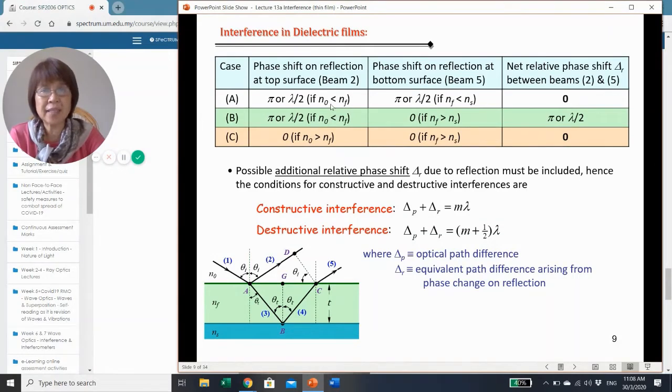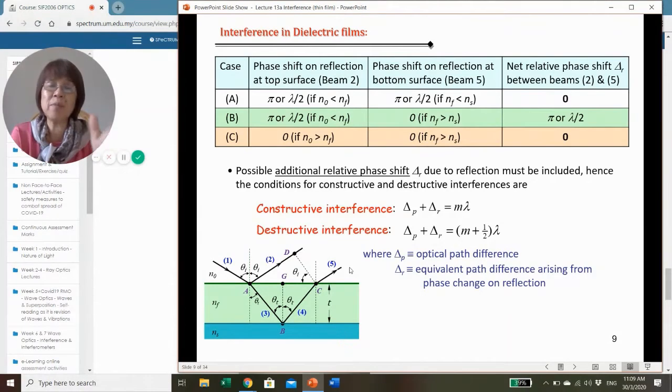But in the case where this is still maintained, but NF is larger than NS. Say, for example, NS is actually air and it's just a thin film here, maybe a soap bubble. In that case, this will be internal reflection. There will be no phase shift. So the relative phase shift between the two of them would be pi, or lambda over 2. Now, if this one is larger than NF and NF is larger than NS, there will be internal reflection here, so there will be no net relative phase shift between the two reflected beams 2 and 5.